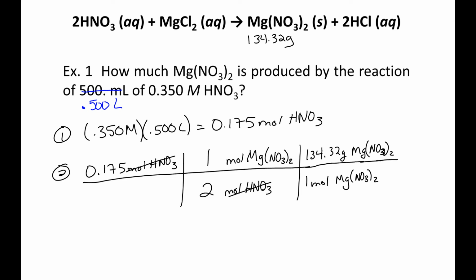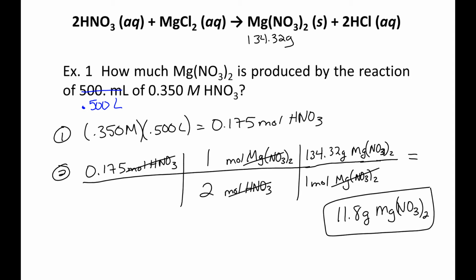That's the thing. Okay, so when you do that, you get 11.8 grams of Mg(NO3)2. And that is our answer. So it's not too difficult, really. Just remember, you have to calculate the moles by doing the molarity equation, and then you put it in a picket fence. Okay, next is mass to volume.